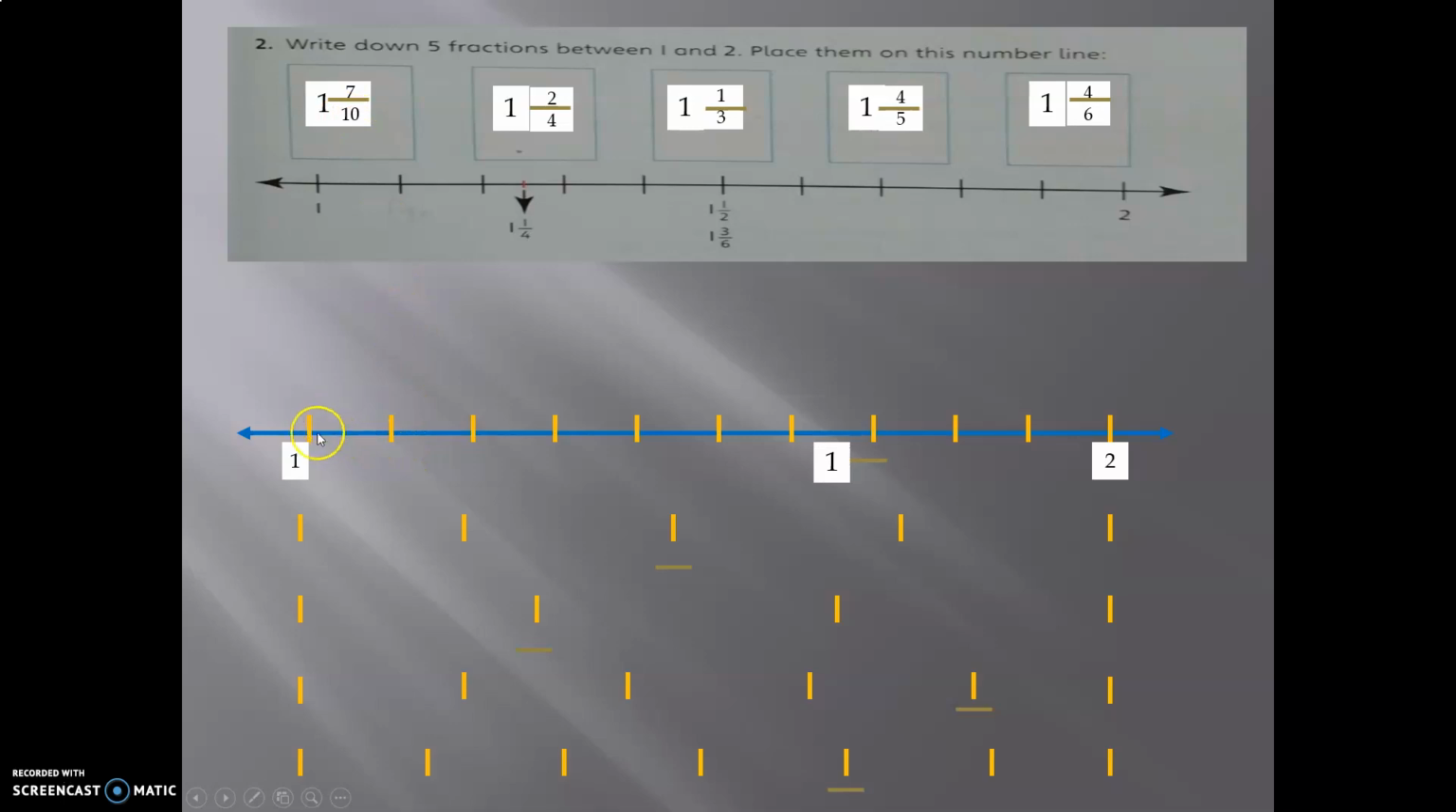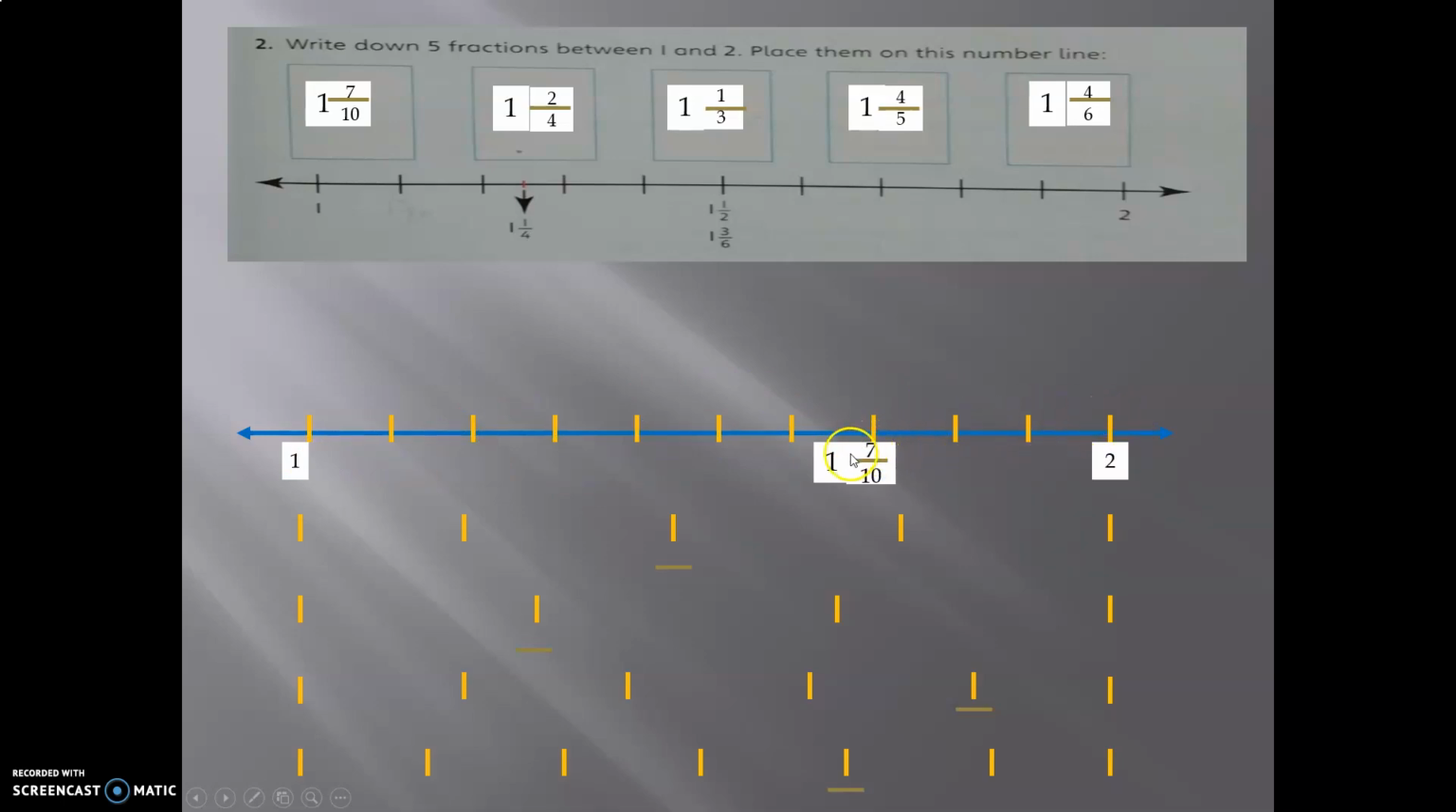So now I am here in 1, here 1 and 1 over 10, 1 and 2 over 10, 1 and 3 over 10, 1 and 4 over 10, 1 and 5 over 10, 1 and 6 over 10, and here 1 and 7 over 10. So 1 and 7 over 10 is more than 1, bigger than 1, but it is still less than 2.